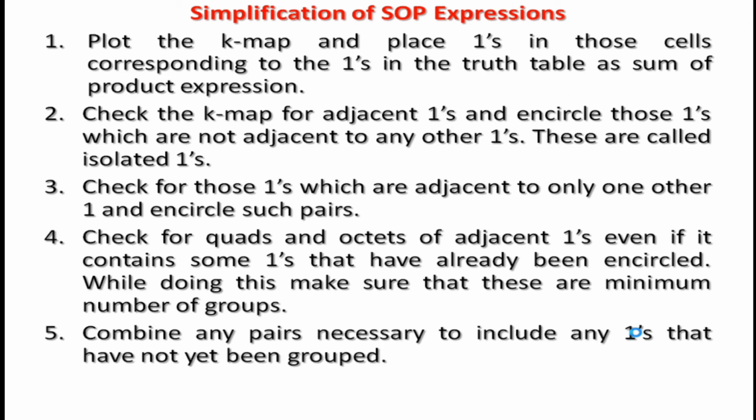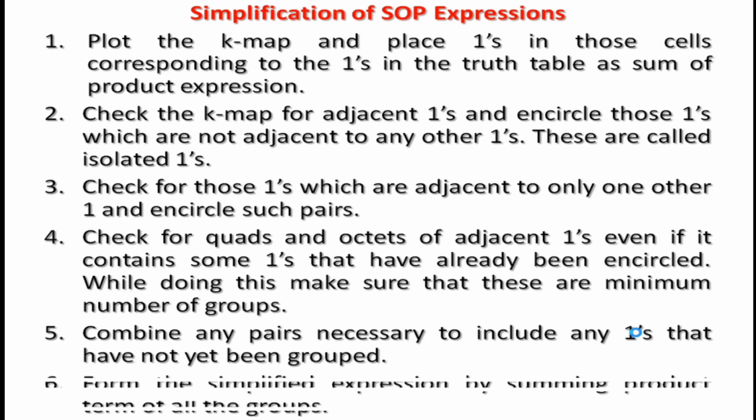The fifth step is to combine any pairs necessary to include any ones that have not been grouped yet. So you have to ensure that all the ones plotted in the K-map have been grouped with some adjacent cells. And finally, after all the ones plotted in the K-map are grouped, you form the simplified expression by summing the product terms of all the groups. So these are the generalized procedures for the simplification of sum of product expression.